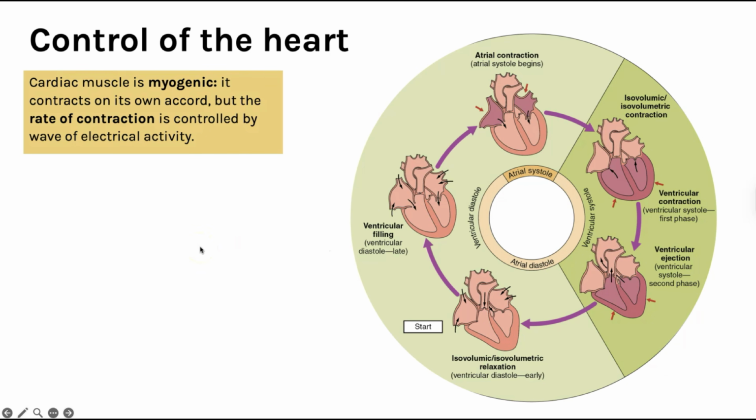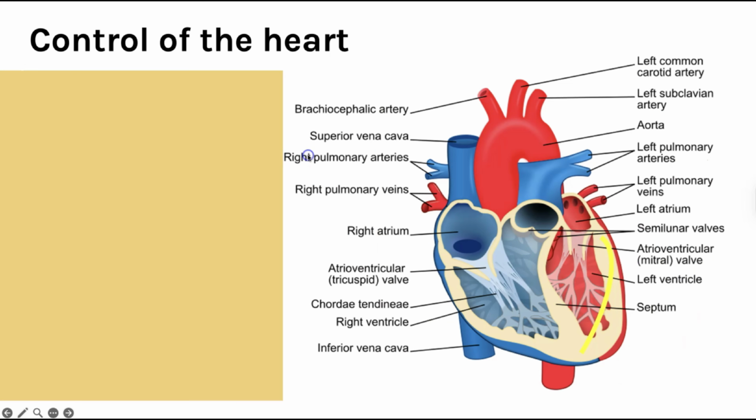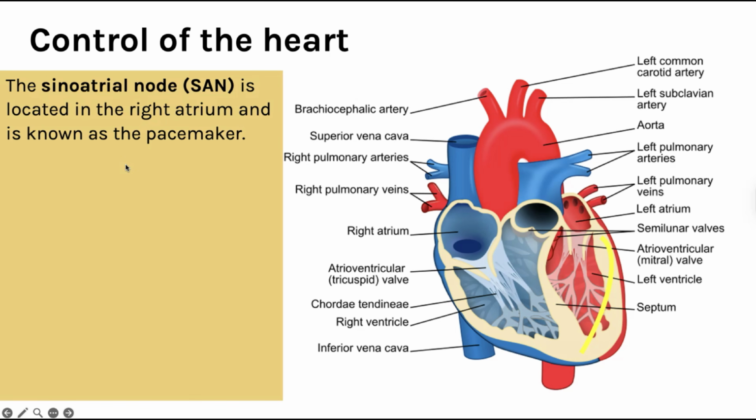Next, then we move on to the control of the heart, and cardiac muscle is myogenic, and that means it contracts on its own accord without any input from the nervous system, but the rate of contraction is controlled by the nervous system and also electricity. So that's what we're going to have a look at.